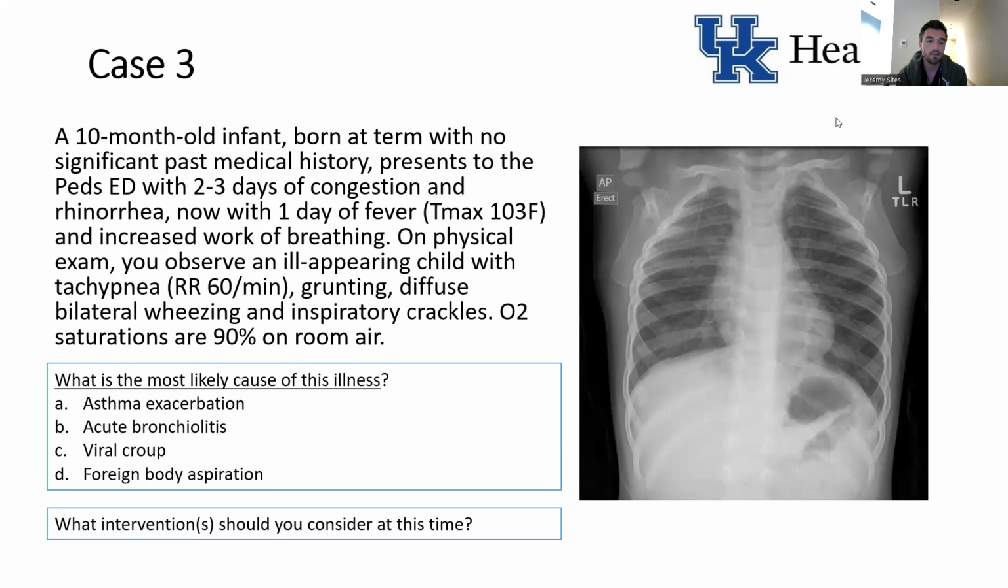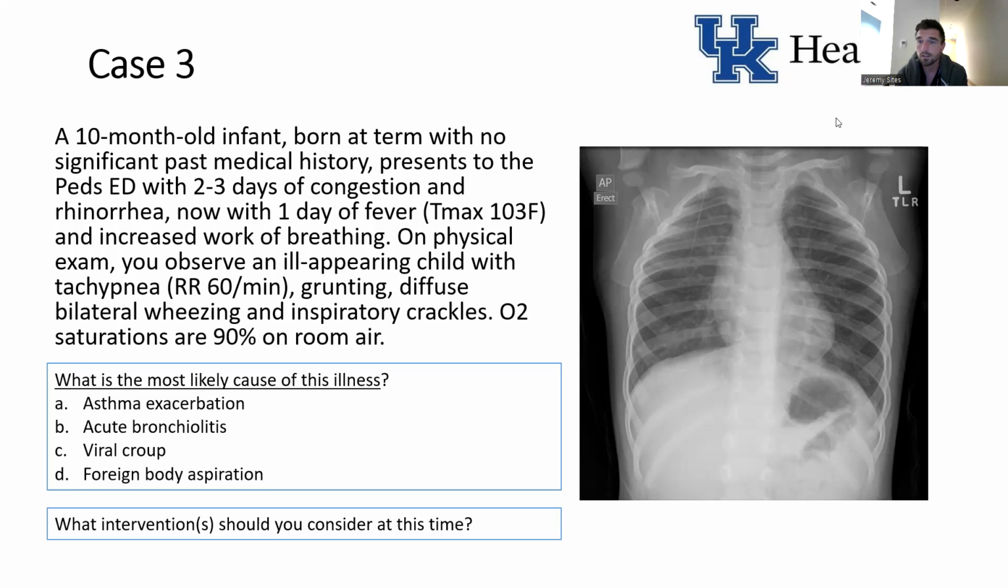Asthma, acute bronchiolitis, viral croup, or foreign body aspiration. And so this one, a couple of things. Notice the patient's age. Remember, we talked about the bronchiolitis affecting infants and toddlers less than 2 years of age. Notice the lower respiratory disease with crackles and wheezing. And then the diffuse bilateral nature of it, that should rule out several of these for you.